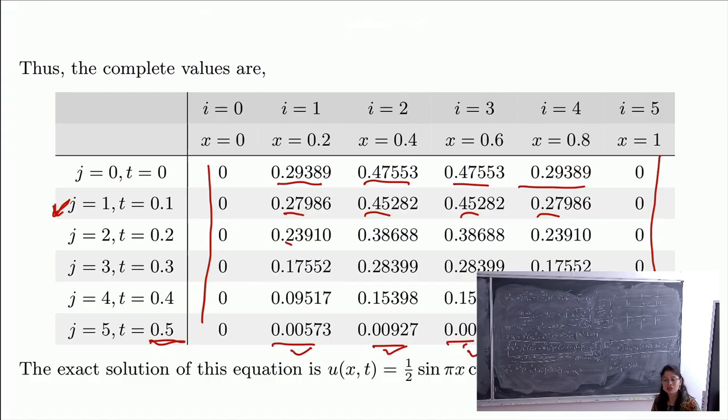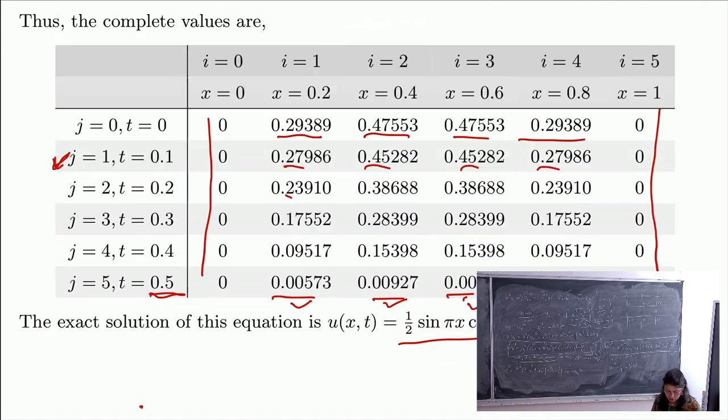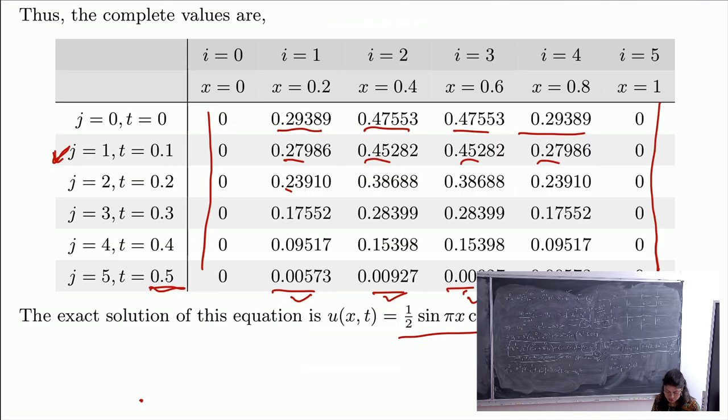So luckily we are also given the exact solution for this problem, which is u(x,t) equal to half of sin(pi x) cos(pi t). Okay, so we get this here, and clearly you know that the sine function is symmetric. So we have this value here. So we get this approximate solution.